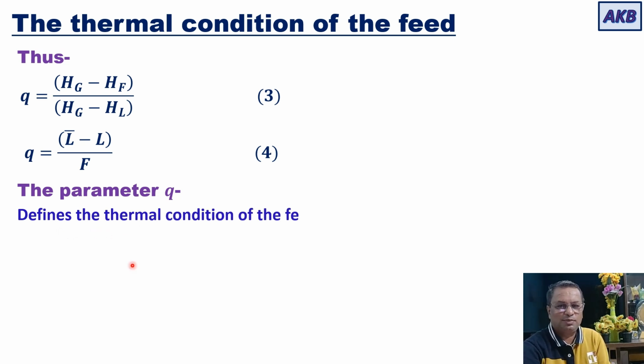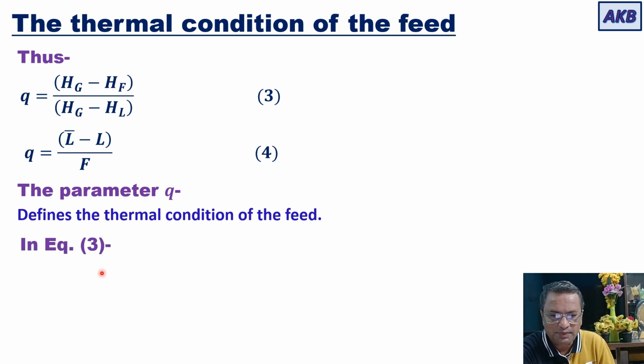So, for each of the feeds out of the 5 feeds that I listed previously, Q will have a particular value. That is, for cold liquid, Q will have one value. For saturated liquid, Q will have its own value. I'll be talking about values of Q in my next video. For now, let us understand that parameter Q is nothing but the parameter that defines the thermal condition of the feed.